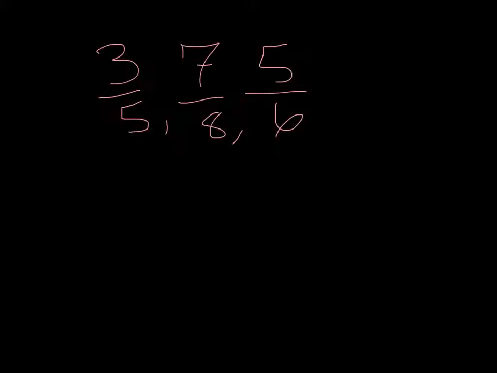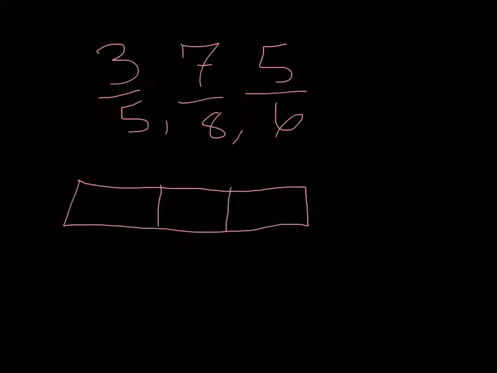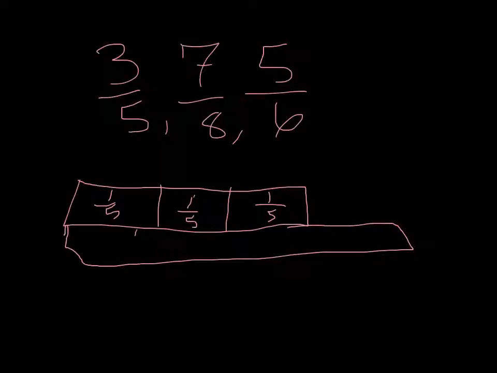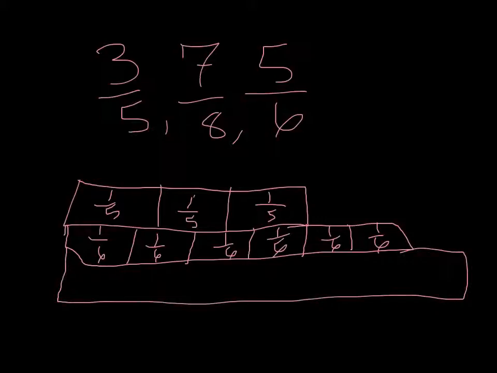So we're gonna draw these boxes. What are the denominators? One fifth. Okay, fifth. One, two, three, four, five, six. Okay, now we got 8. Then we gotta do 1.